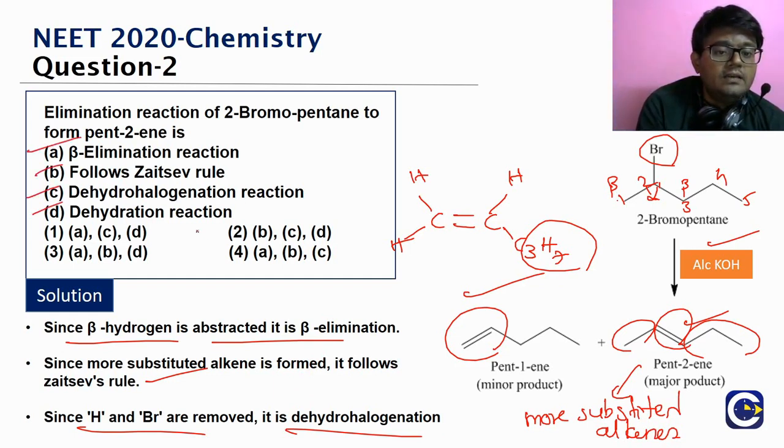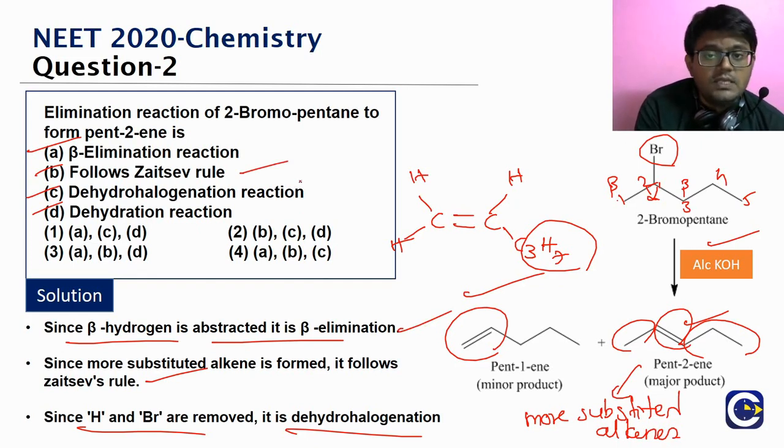So we have to tell which of the combinations is appropriate. Look at it. Statement A is what? Beta elimination. It is a beta elimination. So why do we call it beta elimination? Because the hydrogen is being removed from the beta carbon. It follows Zaitsev rule because the major product will be the more substituted one. Okay. We call it dehydrohalogenation.